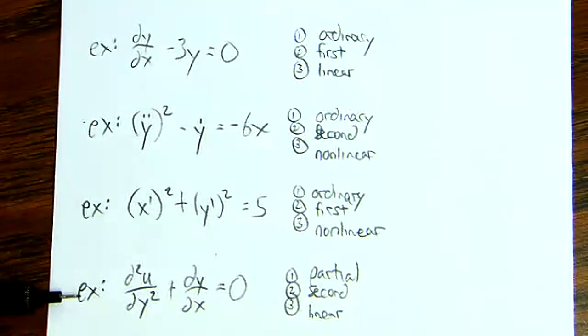Moving on to the fourth example. This is a partial differential equation since I've taken a derivative with respect to y and a derivative with respect to x. I don't really care beyond that. I just see I've got a derivative with respect to y and a derivative with respect to x. So that's more than one, so this is a partial differential equation. I see a second derivative, so it is a second order differential equation. And at no point do I have a derivative of u multiplied by itself or derivative of y multiplied by itself. So this is linear.